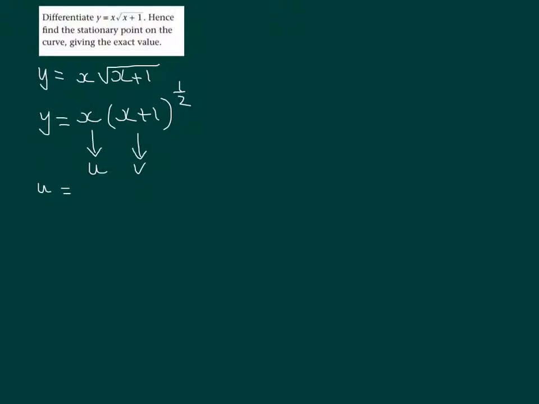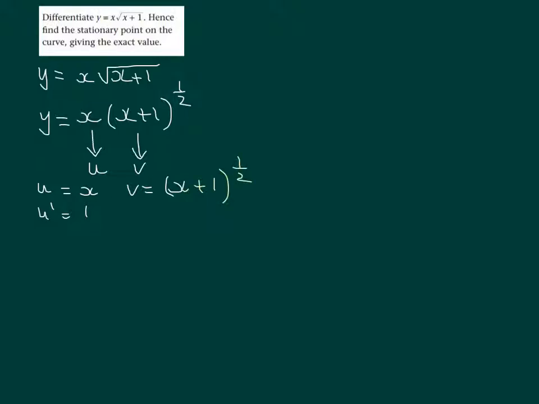If I've got y equals x root x plus 1, now I can't differentiate with a square root, so I've got to change that to the power of a half. And then this is going to be a product rule where u is x and v is the brackets. You might just write these down. So u equals x and u dash equals 1, and v equals x plus 1 to the half.